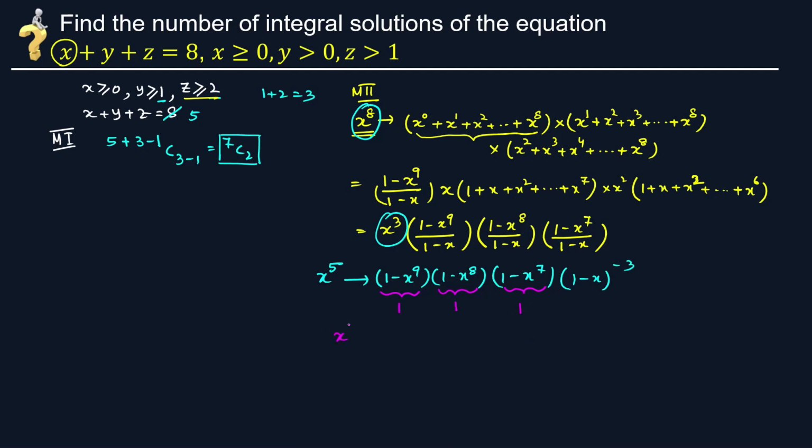So the coefficient of x to the power 5 will come from (1 minus x) whole to the power minus 3. And the coefficient of x to the power 5 in this case will be C5. Difference is 2, so it will be 7. Therefore, the answer is 7C2. 7C5 is the same as 7C2. nCr is the same as nC(n minus r).